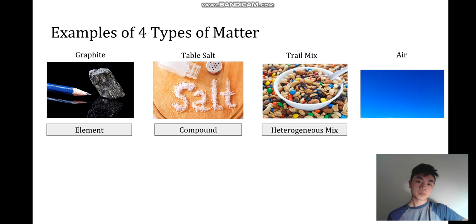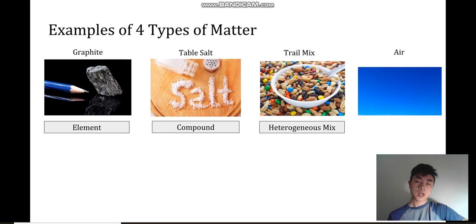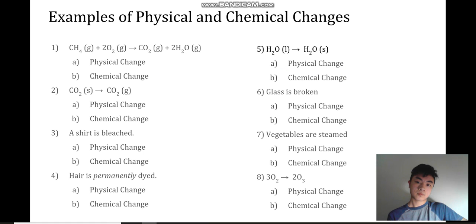Next one is air. Air has compounds such as carbon dioxide and water, and it also has elements such as oxygen and nitrogen and more. And so it's already a mixture because it's a mixture of compounds and elements. And since air is uniform throughout, I can't just hold up my hand and be like, oh, right there is carbon dioxide, or oh, right there is a water molecule. I can't do that, right? Because air is just uniform throughout. So it's going to be a homogeneous mixture.